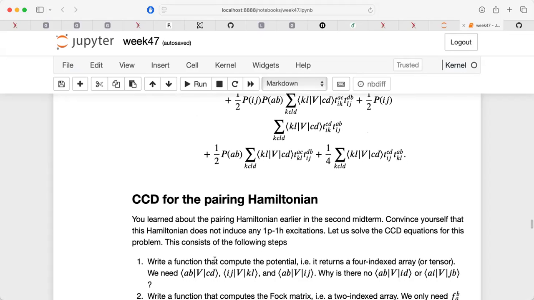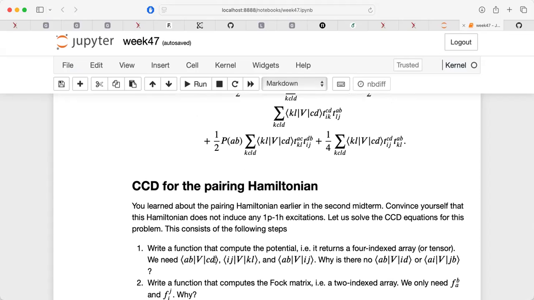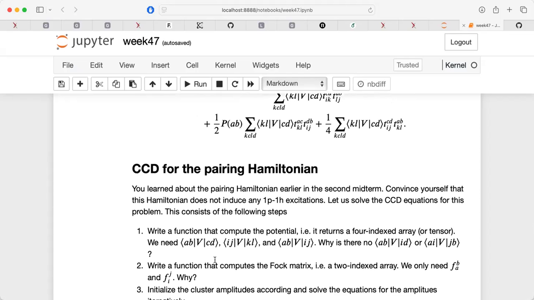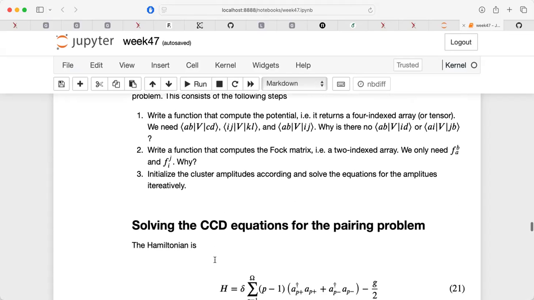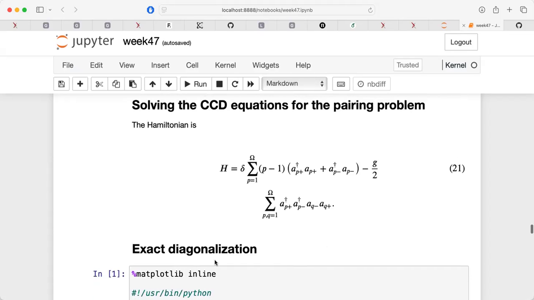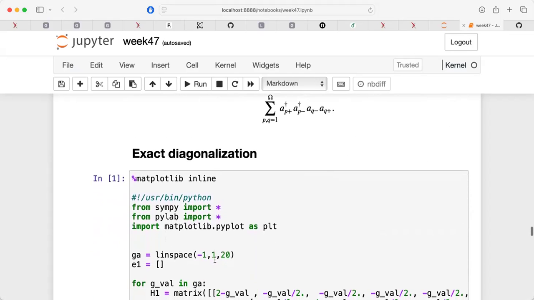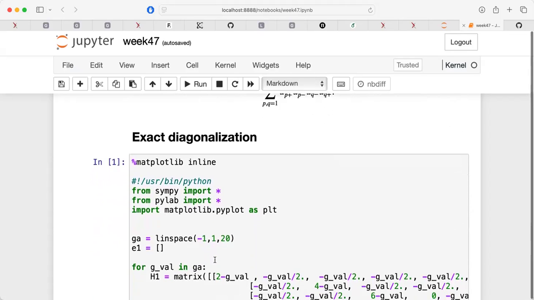Next week, we are going to write down and discuss the derivations of these equations in terms of a diagrammatic expansion, which is going to be much more compact and much more handy. We are going to look at the pairing Hamiltonian again, and I will discuss a little bit more in detail the results which we would get from coupled cluster theory.